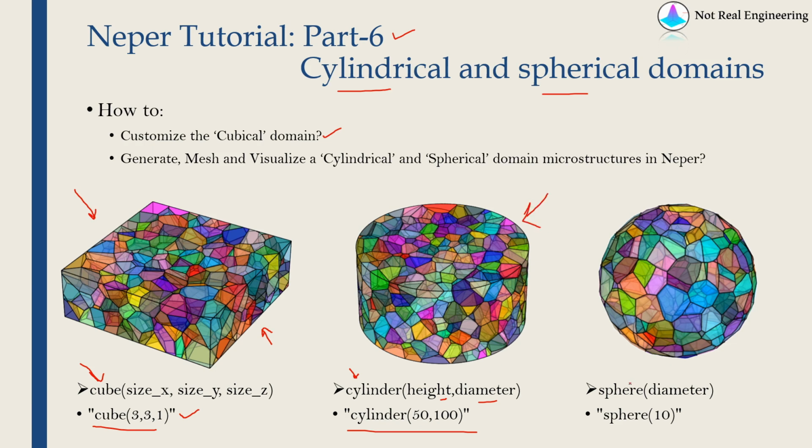And finally, sphere. You can use this word sphere, and then you have to define only diameter. Again, one example over here, which gives us this microstructure. Now let's open Neper and see how to generate, mesh and visualize all these three shapes.